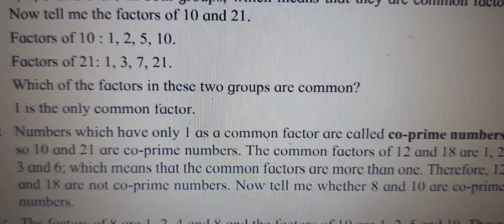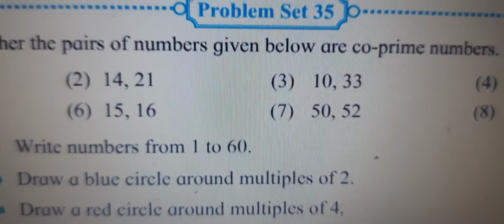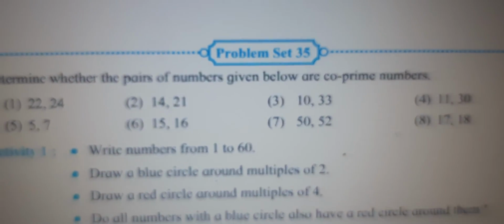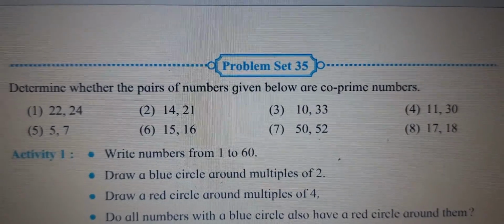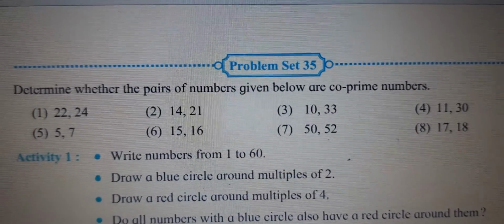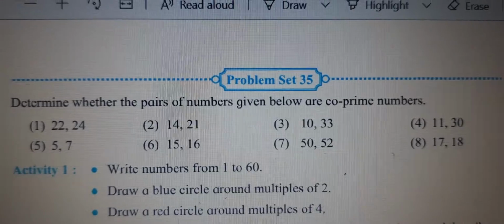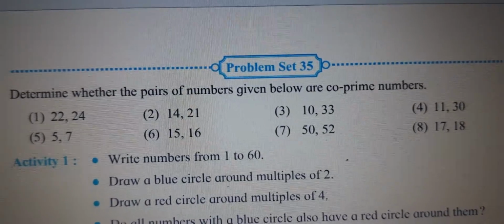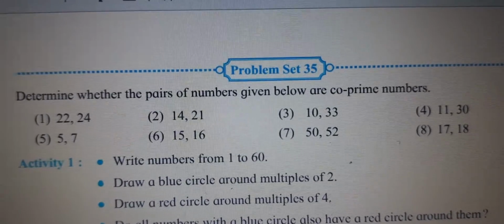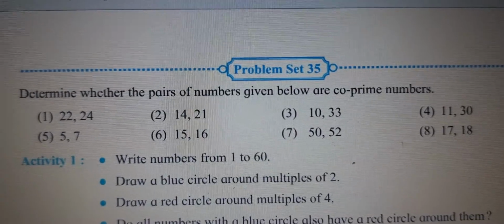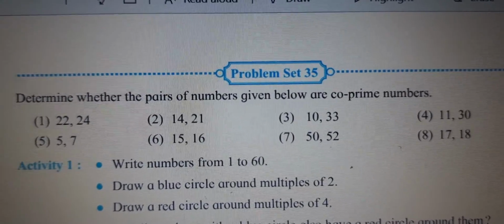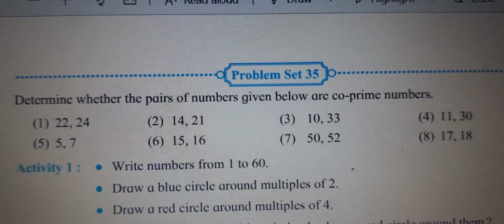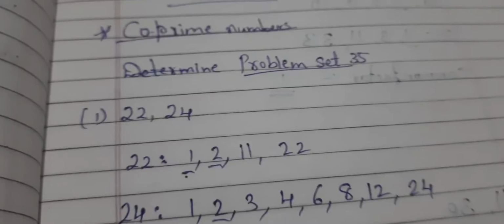So with this we proceed to solve our sum. Problem set 35. Determine whether the pairs of numbers given below are co-prime numbers. So they have given the pairs of numbers. We have to find out whether they are co-prime or not. So we will have to take out the factors of these pairs and then check whether they have got any common factor in them. So the first one is 22 and 24.